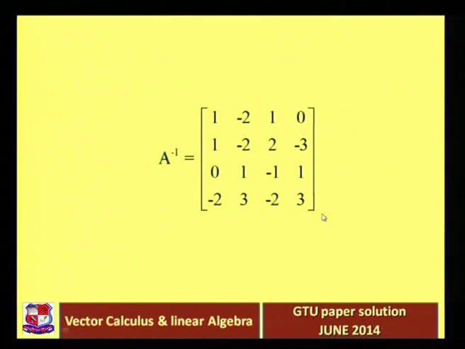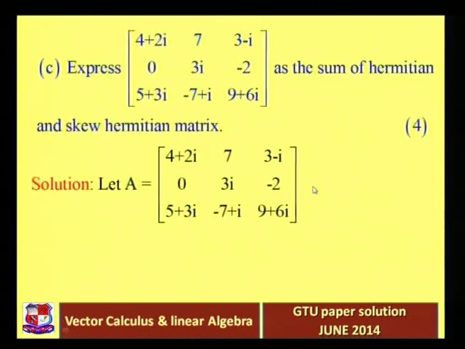So let's see, this question was complete now, asked in 5 marks. Let's see the next question. Question 2c, express this matrix 4 plus 2i, 7, 3 minus i.